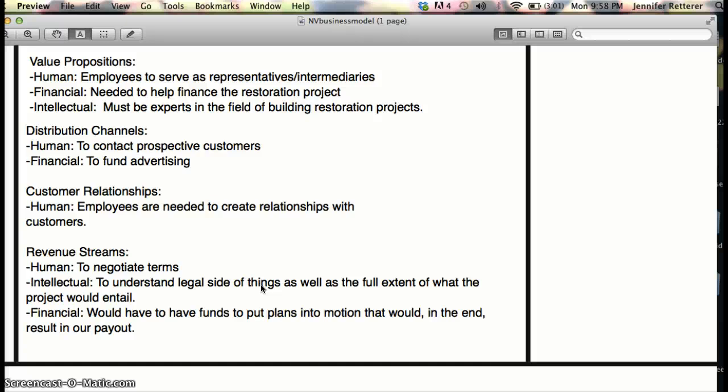For our distribution channels, we'd need human resources in order to contact our prospective customers, and financial resources to fund advertising. For our customer relations, I think we would need human resources as employees to create relationships with our customers.